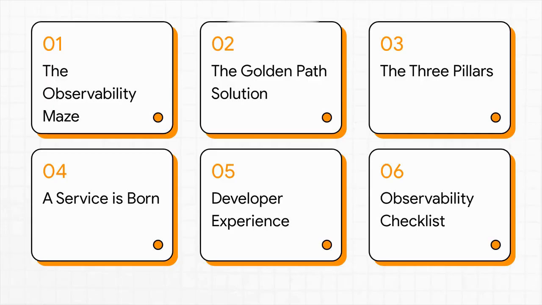All right, so here's our game plan. We'll kick things off by talking about the problem, what we're calling the observability maze. Then we'll introduce the solution, the golden path, and break down what actually goes into it. We'll see a quick example of a service being created, talk about the massive payoff for your developers, and then we'll wrap up with a little checklist you can use to get started.